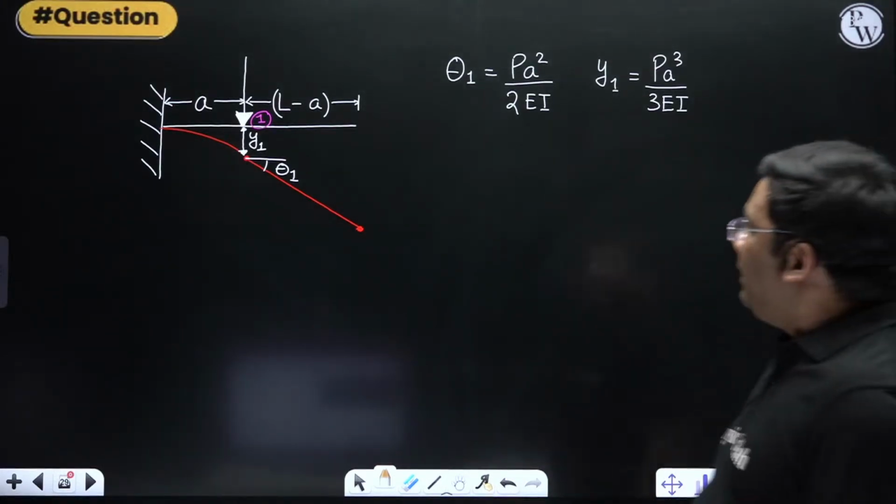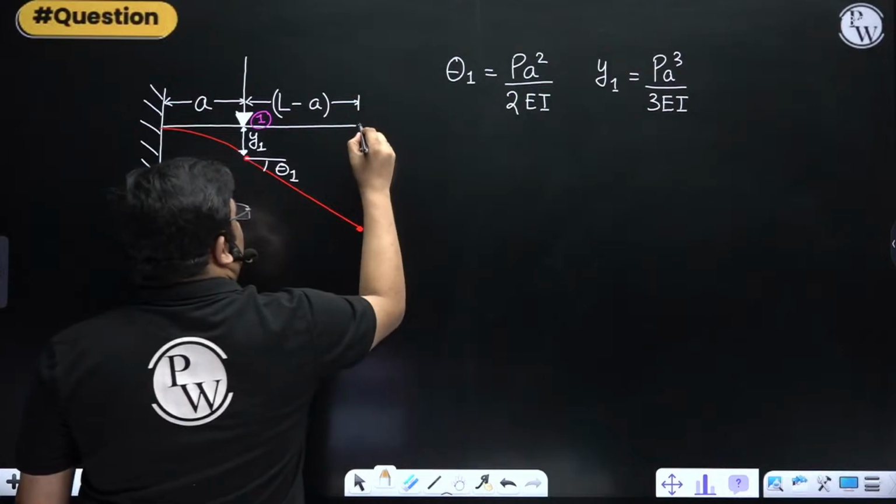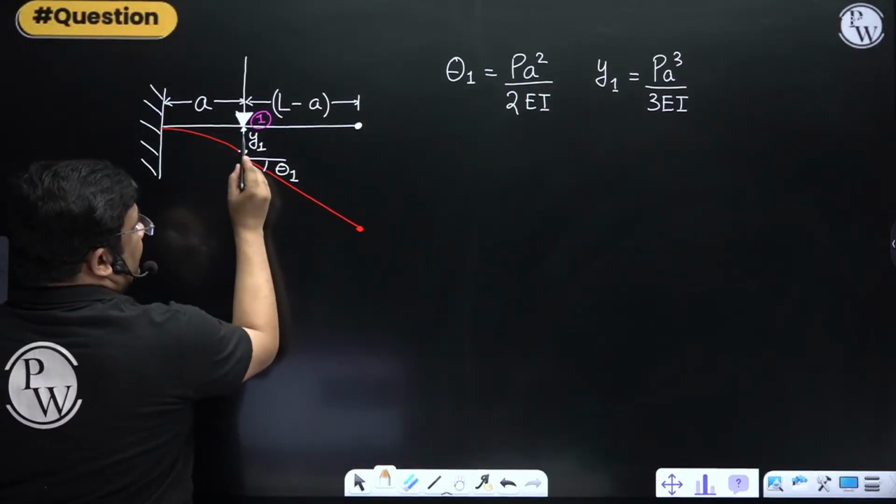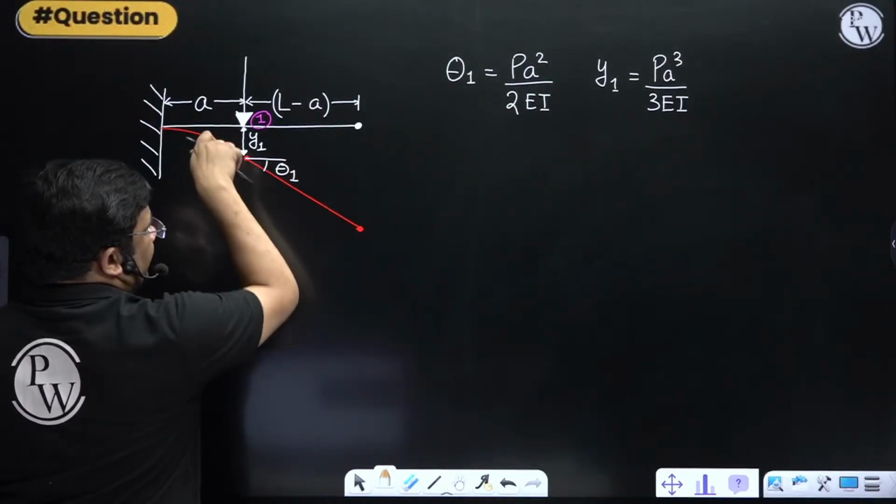But how to find out at the free end? How to find out at the free end? Now see here, this is straight, right? There is no bending happening in this portion. It is straight.